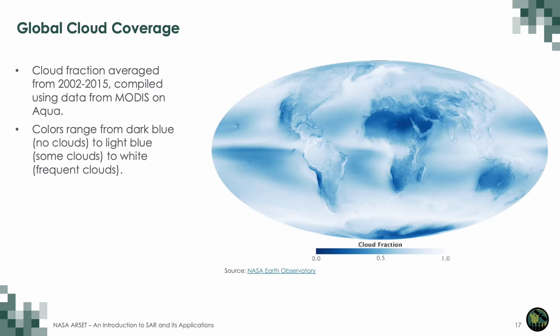This slide highlights the advantage of using radar data, which can observe the Earth's surface regardless of most weather conditions. The figure displays an average of all satellite cloud observations from MODIS between 2002 and 2015. The color gradient ranges from dark blue, indicating no clouds, to light blue, indicating some clouds, and white, indicating frequent cloud coverage. As shown, certain regions of the world, such as tropical areas, experience significant cloud cover. In these locations, radar is an ideal sensor for obtaining reliable and consistent observations.